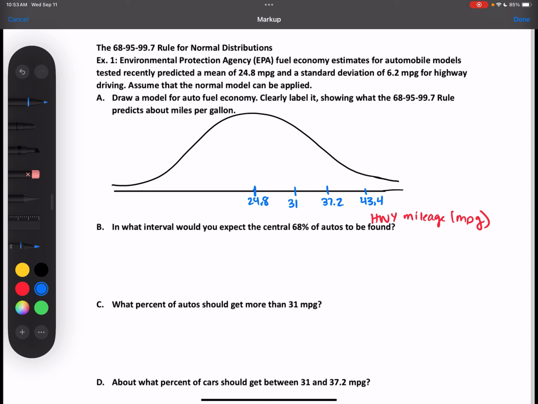Now going the other way, subtracting it off. 24.8 minus 6.2 is going to be 18.6. 18.6 minus 6.2 is going to be 12.4. And then 12.4 minus 6.2 is going to be 6.2.